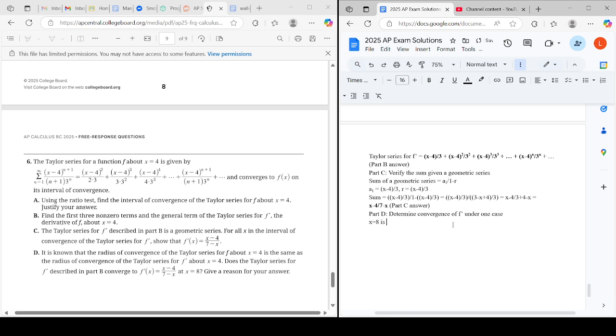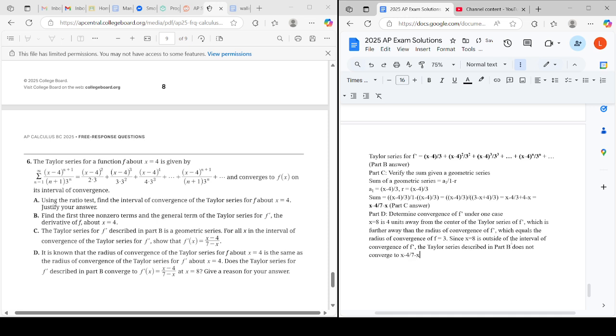So we can say that x equals 8 is 4 units away from the center of the Taylor series of f prime, which is further away than the radius of convergence of f prime, which equals the radius of convergence of f equals 3. Since x equals 8 is outside of the interval of convergence of f prime, the Taylor series described in part B does not converge to x minus 4 over 7 minus x at x equals 8. This can also be verified using the geometric series test.